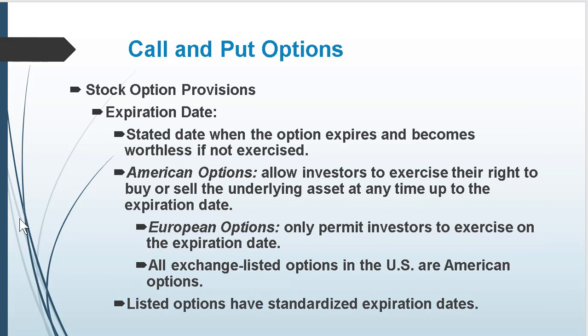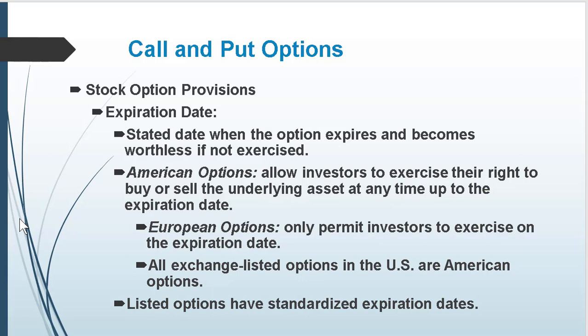And all stock options have expiration dates. This is when the option essentially expires. There are two kinds of options, really. What we refer to as an American option allows an investor to exercise their right anytime up until the expiration date, because beyond the expiration date it no longer exists. Now there are things called European options, and European options only permit investors to exercise on the expiration date. All the exchange-listed options in the United States are American options.